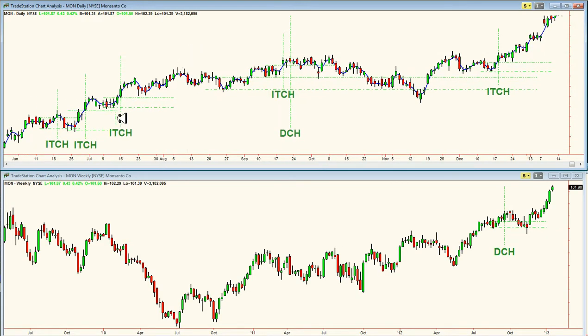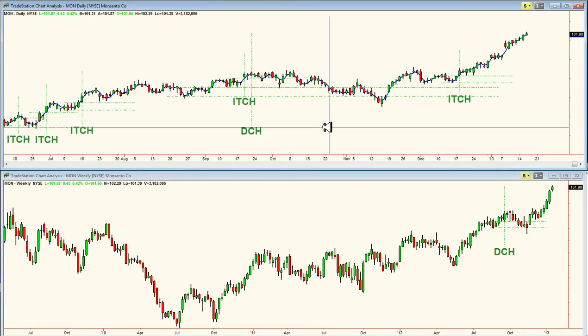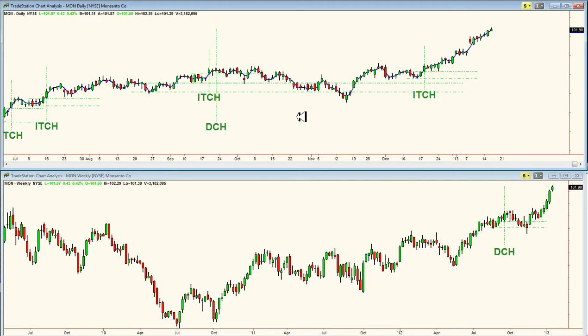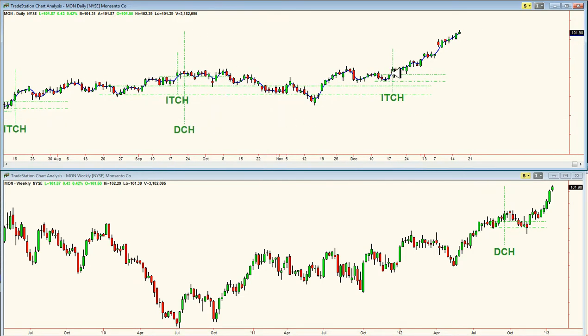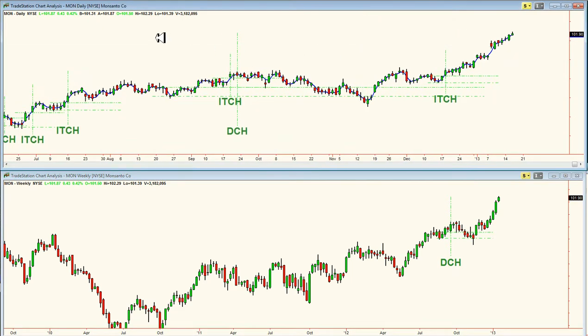Sometimes they work and work well. Sometimes they'll fire with a DCH, such as Monsanto here. Failed. Many times it may have to do with bad news. It may have to do with general market conditions. But then you have another itch that fires. DCH fires, it pulls back, but it continues the trend. And another itch that fires that was very successful. Again, they do not always work.